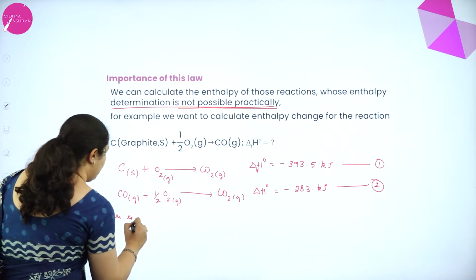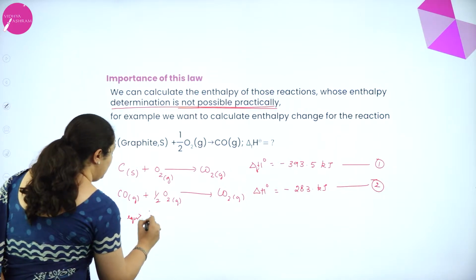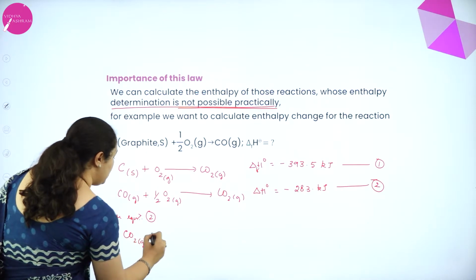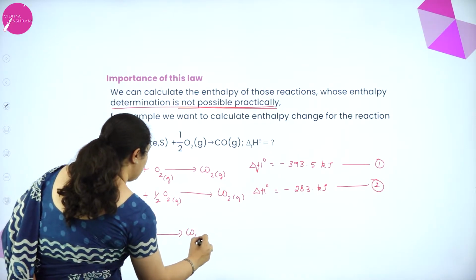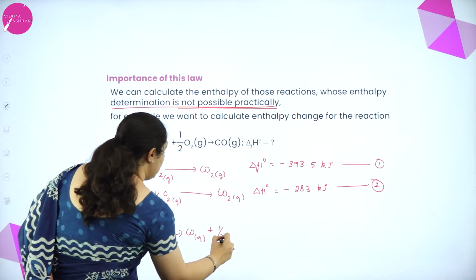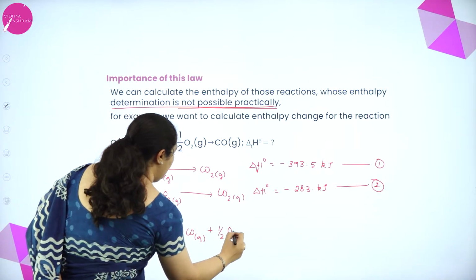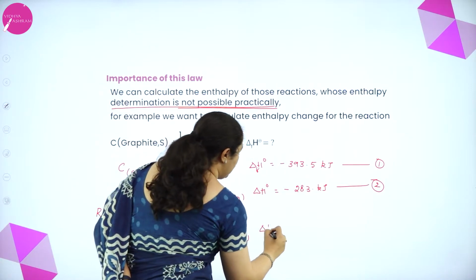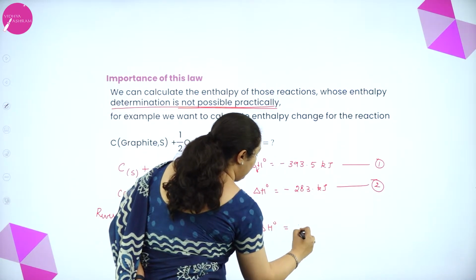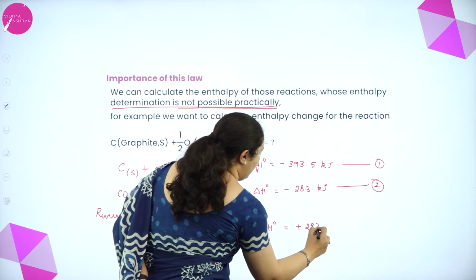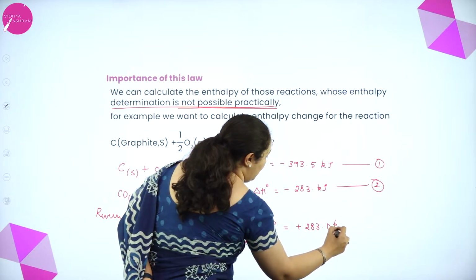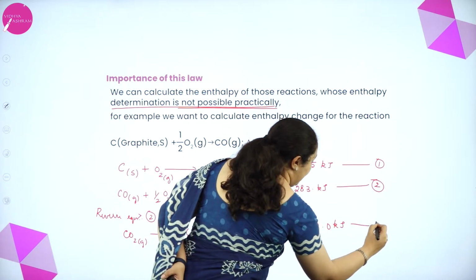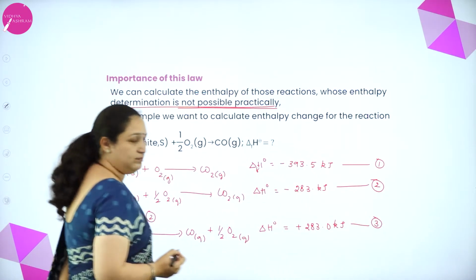Reverse equation 2. So I will get carbon dioxide gaseous state giving carbon monoxide gaseous state plus half O2, again gaseous state. So what will be delta H naught for this? It will be plus 283.0 kilojoules. This I will take as equation 3 now.